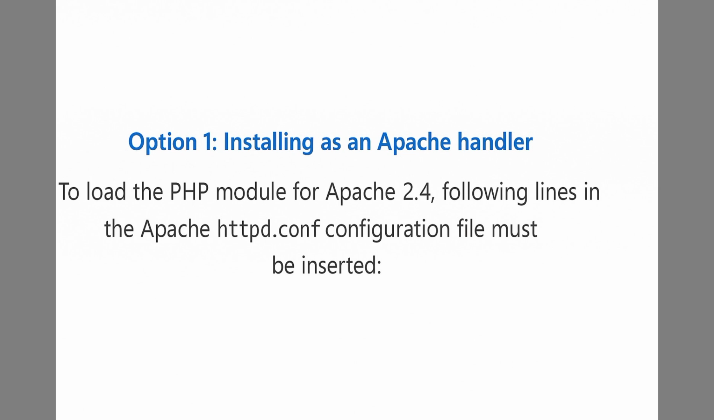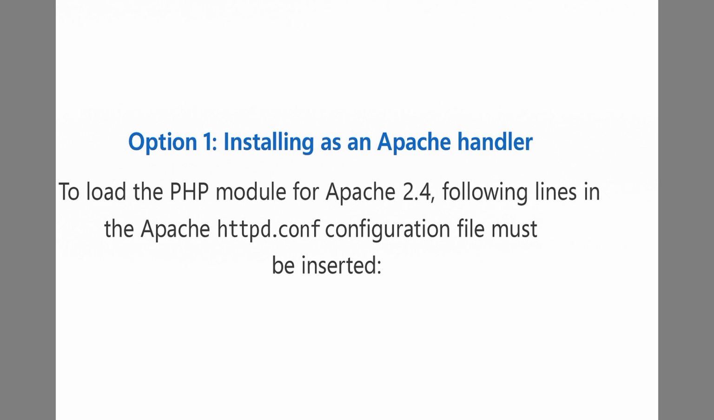Once these lines are added and saved, Apache will know how to recognize and execute PHP code directly from your local web server. This method, installing PHP as an Apache handler, is the most widely used configuration because it integrates PHP tightly with Apache, offering fast and reliable execution.